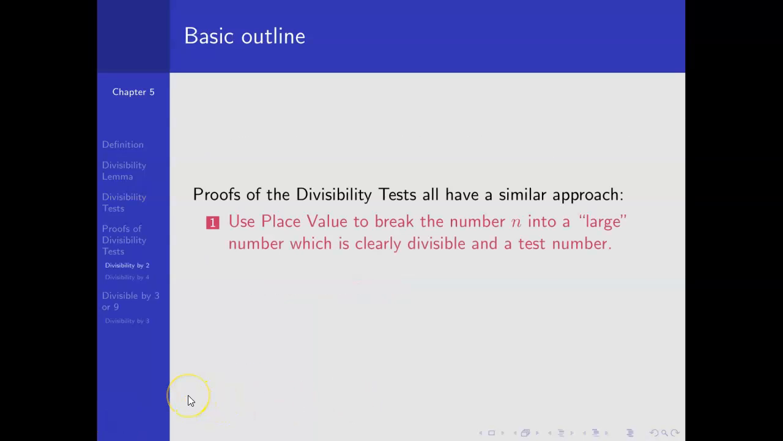All right. Now, we are going to talk about how to prove the divisibility tests. And we're going to do this using the divisibility lemma. So the first step in this approach, we're going to use place value to break our number n into a large number, which is clearly divisible by whatever we're testing, and a test number. So for example, in the divisibility test for 5, the test number was looking at the last digit. We were checking to see whether it was a 0 or a 5.